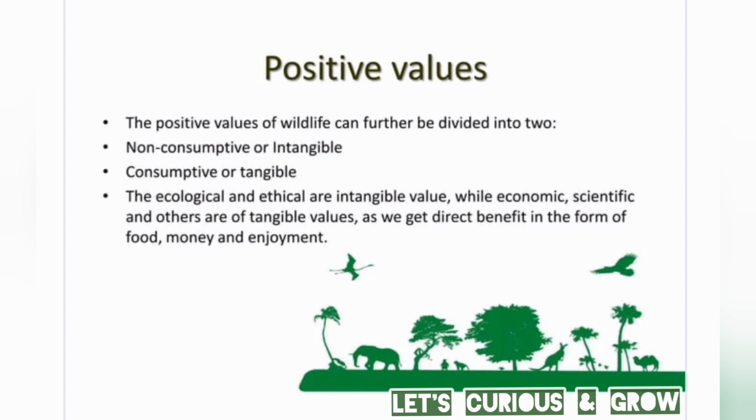So these are some of the values, including their negative aspects. So here are the positive values. The positive values of wildlife can further be divided into two: non-consumptive or intangible, and consumptive or tangible. What is this? It means that the ecological and ethical values are intangible, while economic, scientific, and others are the tangible values. We get direct benefit in the form of food, money, and enjoyment. So these are the positive values of our wildlife, and they include both parameters for us.